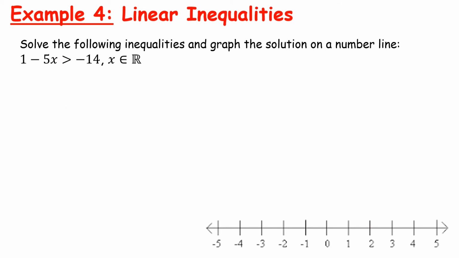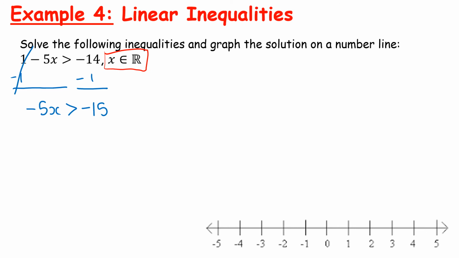So example 4, our final example, we're going to solve this inequality where x is an element of R. So we're going to do our vertical balancing. Here I'm going to take away a 1 from both sides. And when we do that, we get minus 5x is greater than minus 15. Now, this I've picked on purpose to show you that one time where the inequality doesn't act like an equals. Now, we can talk about multiplication and division, but I find that that's very hard to remember.